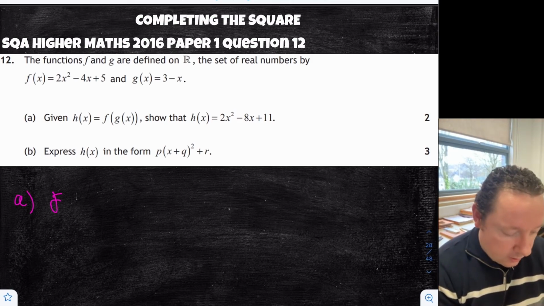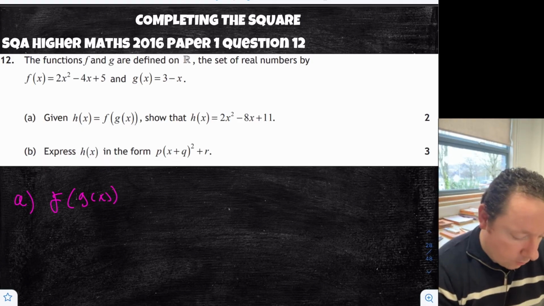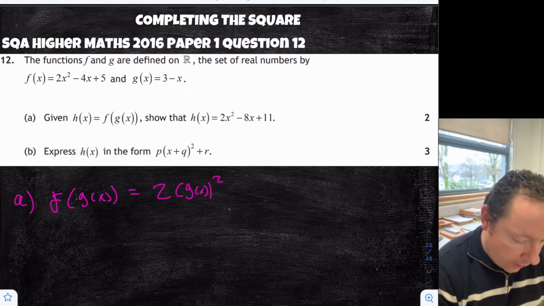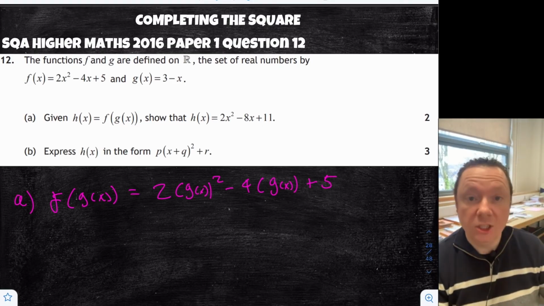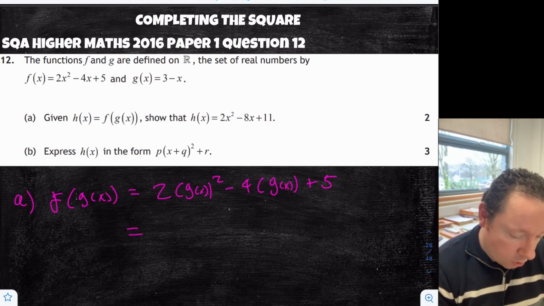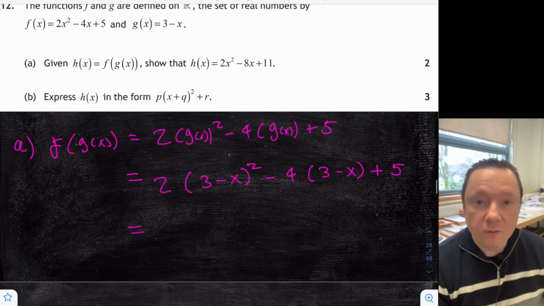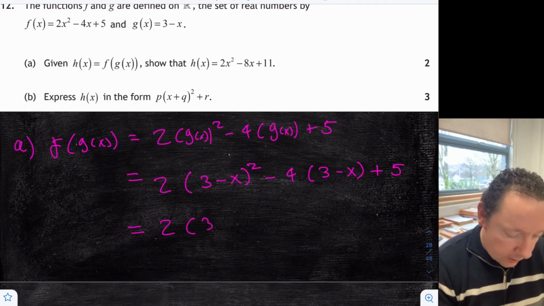So f of g of x is equal to, so f of x is 2x squared, so 2 times g of x squared minus 4 times g of x plus 5. So every time I see an x, I put a g of x in, and then I now substitute my g of x. So 2 times (3 minus x) all squared minus 4 times (3 minus x) plus 5. So we need to expand our (3 minus x) squared. So that's 2 times (3 minus x)(3 minus x) minus 4 times (3 minus x) plus 5.